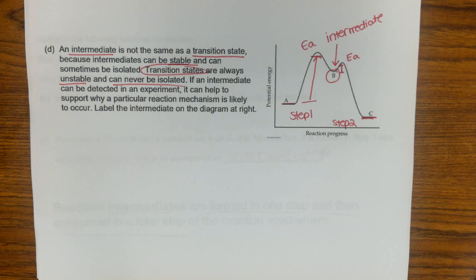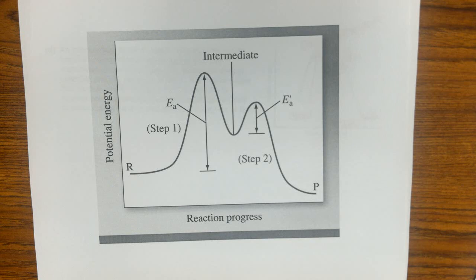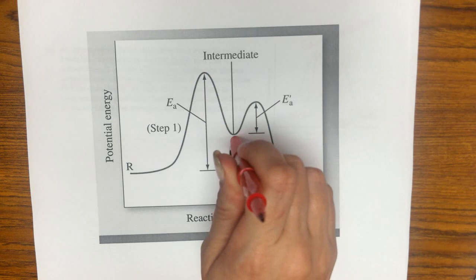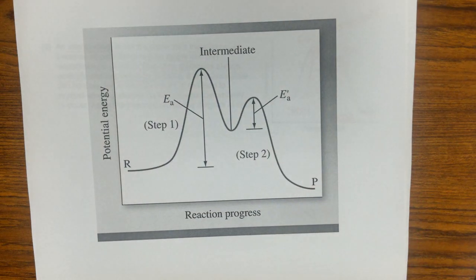Here is just another, probably nicer, view, if you want to stop and sketch that one, of a two-step reaction pathway. And so again, there are two activation energies that need to be met. The one for step 1, and then they can make the intermediate, and then another one to make your final product.